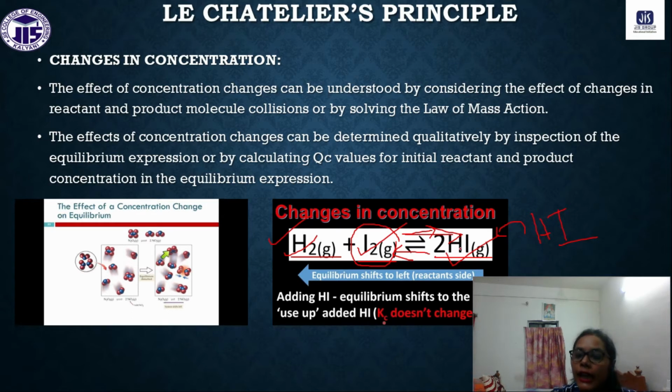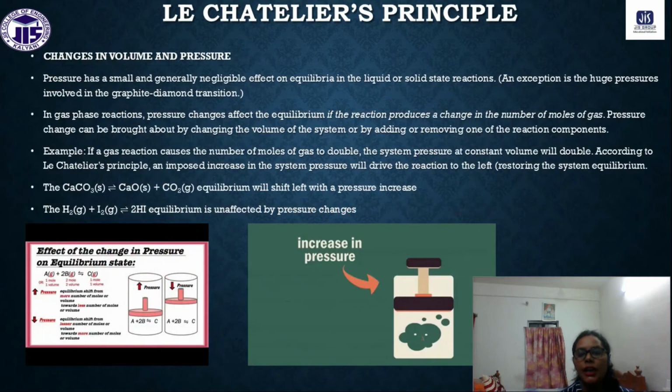Understand? So the system will change itself in such a way that whatever change we have made can be minimized. So this is the change in concentration. Now changes in volume and pressure. If we increase the pressure, what will happen? The volume will decrease. Understand?